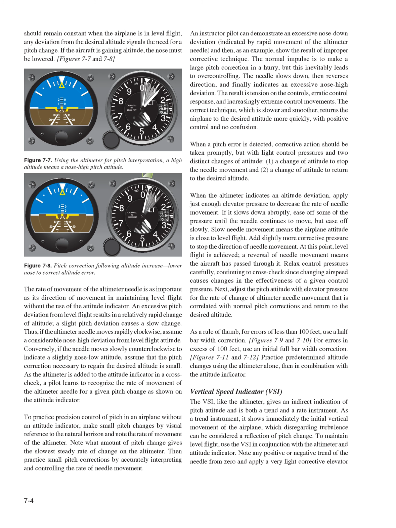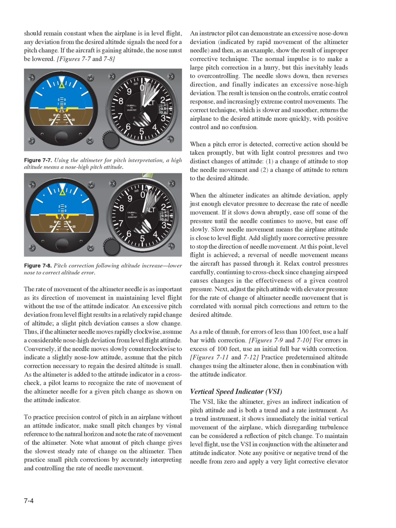If the aircraft is gaining altitude, the nose must be lowered. Figures 7-7 and 7-8: the rate of movement of the altimeter needle is as important as its direction of movement in maintaining level flight without the use of the attitude indicator. An excessive pitch deviation from level flight results in a relatively rapid change of altitude. A slight pitch deviation causes a slow change.